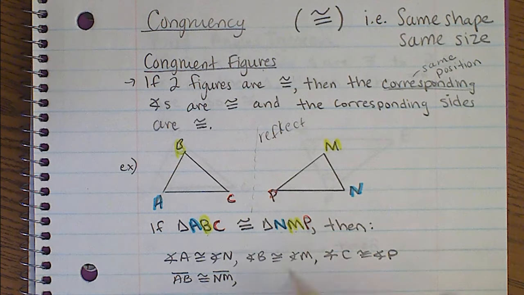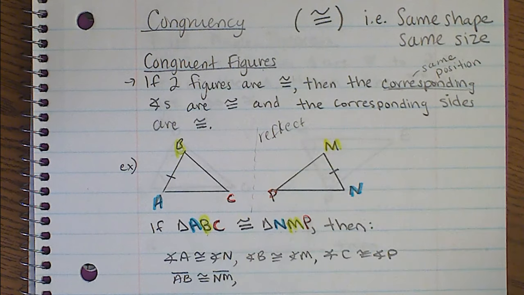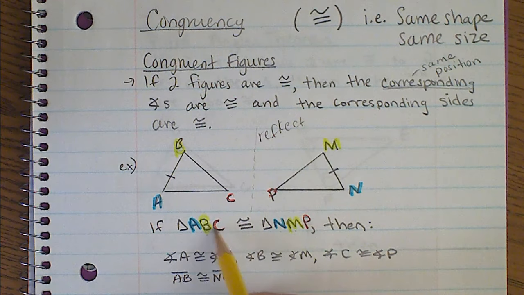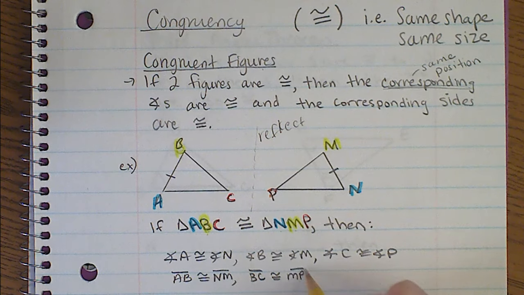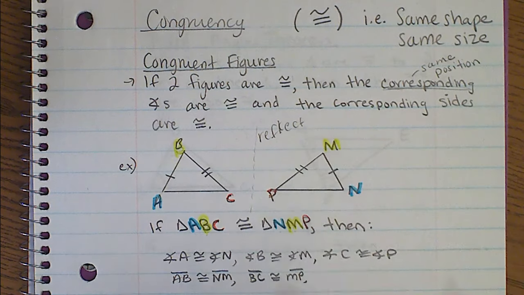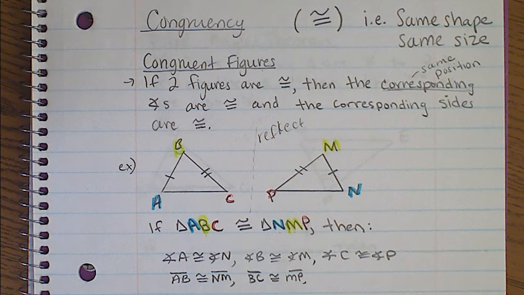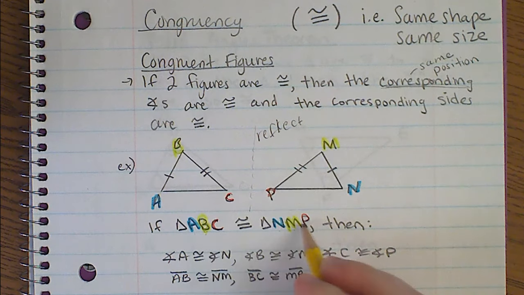As I do this, I'm going to mark them. So AB and NM, I'm going to put with one tick mark. Then I'm going to do BC, because it's the second and the third letter, is congruent to MP. BC, MP. And when you mark them as you go, it's a little bit easier to see the last ones that are left. So AC, which is the first and the last letter, has to be congruent to NP.